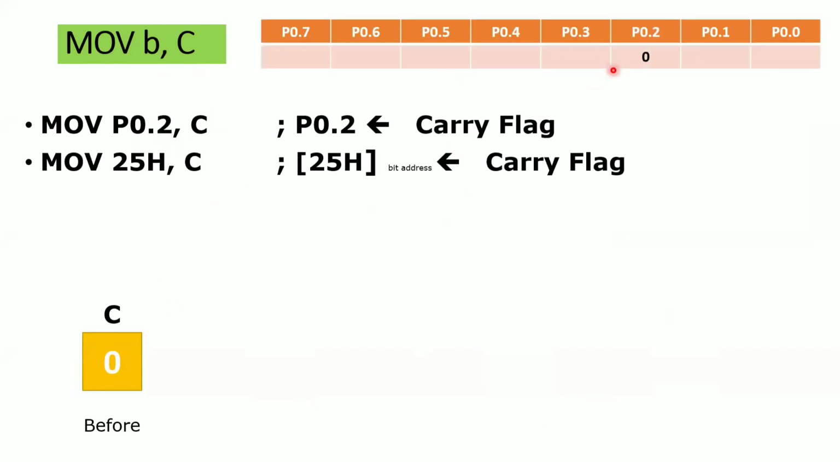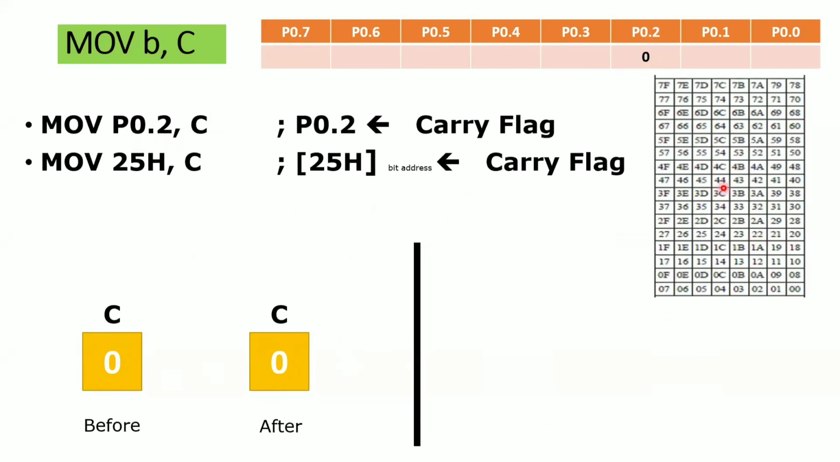So this is your next one, just like this but the reverse operation. Move the carry flag bit into port 0.2. Similarly, move the carry flag bit into this address location area. Now take an example. Earlier the carry flag is 0, and earlier the port 0.2 value is 0. After executing this instruction, the carry flag remains the same, and the port value is replaced with 0. And next one is your bit addressable area.